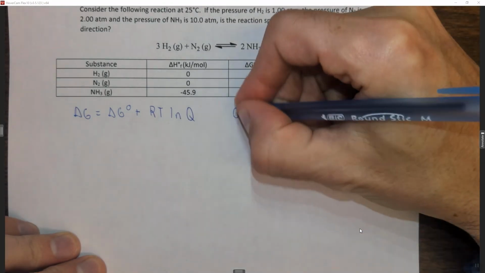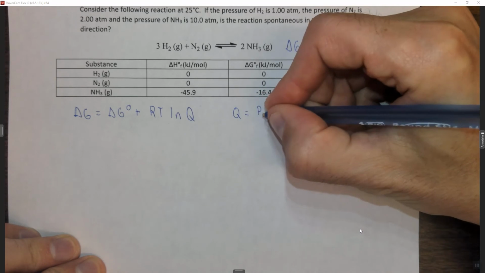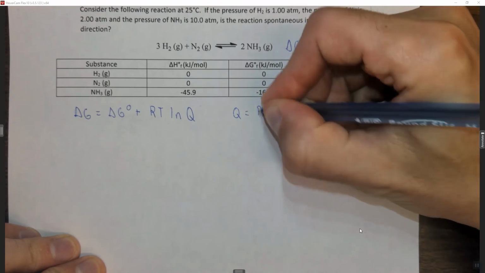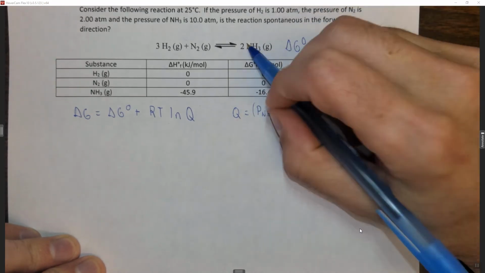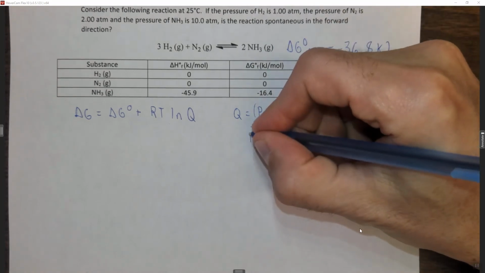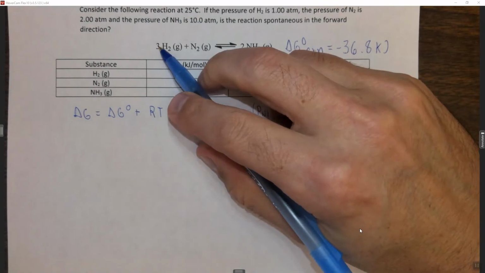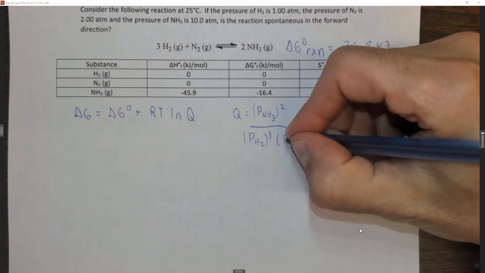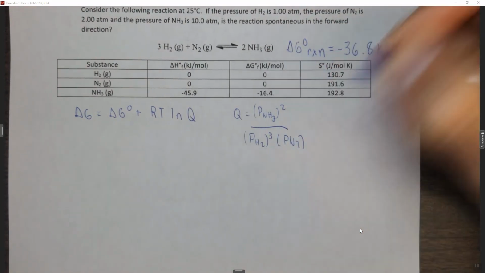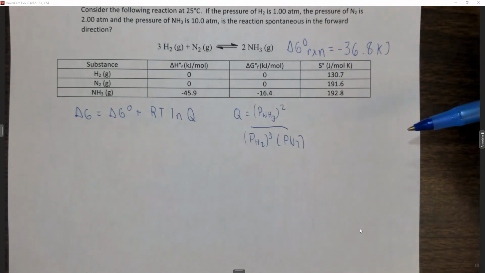But we have to find Q. Well, Q is going to be products over reactants. So it's going to be the pressure of NH3 squared, because there's two of them, divided by the pressure of hydrogen cubed, because there's three of them, times the pressure of nitrogen, and that one didn't need to be in parentheses because it's just to the first power because there's only one of them.